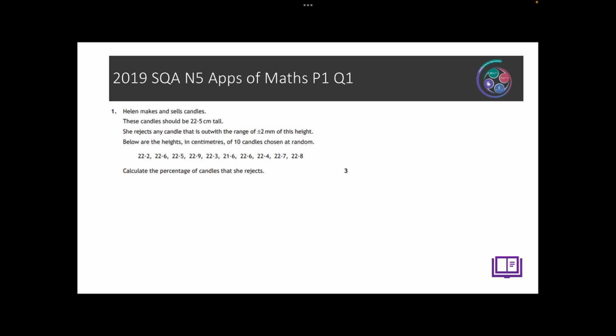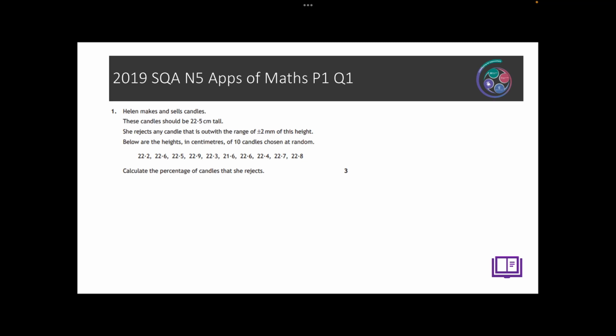So your first step whenever you're tackling an exam question is the most obvious. Read the question and read it fully before you do anything. So you've got Helen, who makes and sells candles. These candles should be 22.5 centimetres tall. She rejects any candle that's out with the range of plus or minus 2 millimetres of this height. Below are the heights in centimetres of 10 candles chosen at random. Calculate the percentage of candles that she rejects.